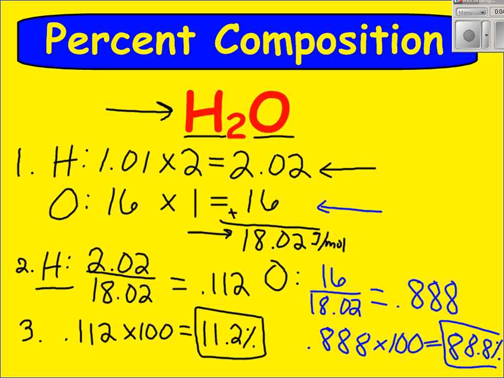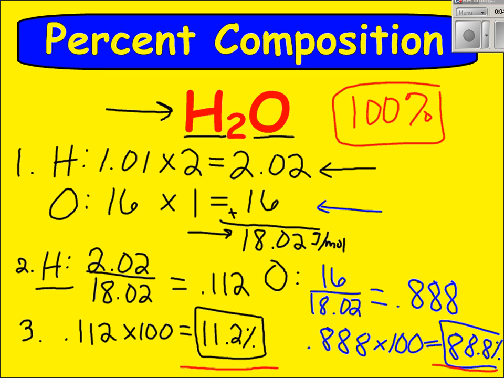Now notice something. Notice how the two answers that we got, 11.2 and 88.8, add up to be 100%. That is a good way to check to make sure you've done the problem right. All your percentages should add up to be 100%. Let's take a look at another example.